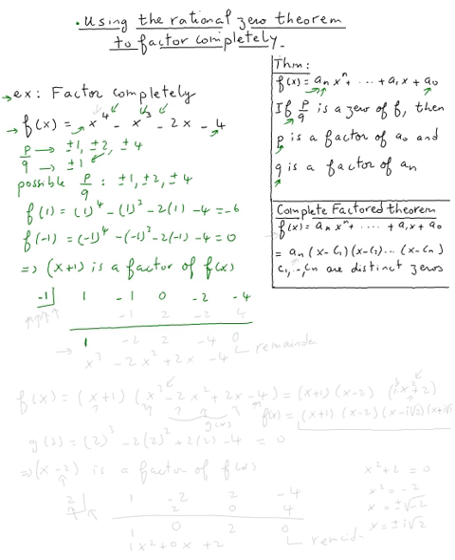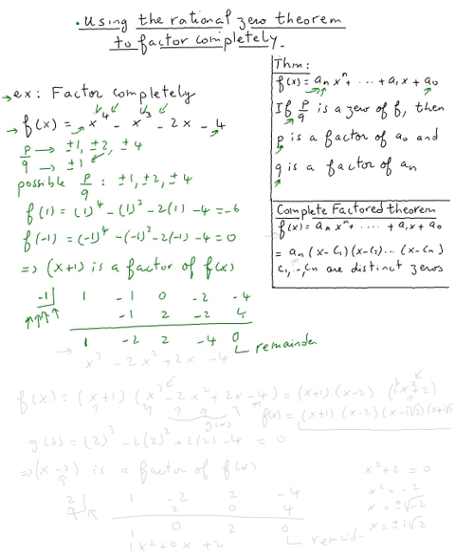And now we drop 1. 1 times negative 1 is negative 1. We add, we get negative 2. Negative 2 times negative 1 is 2. 0 plus 2 is 2. 2 times negative 1 is negative 2. You add negative 2 and negative 2, you get negative 4. Negative 4 times negative 1 is 4. We get 0, so that's our remainder, and this is how we know we didn't make a mistake.